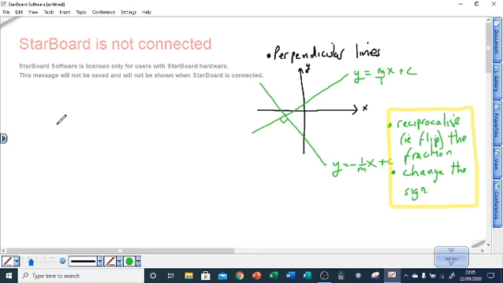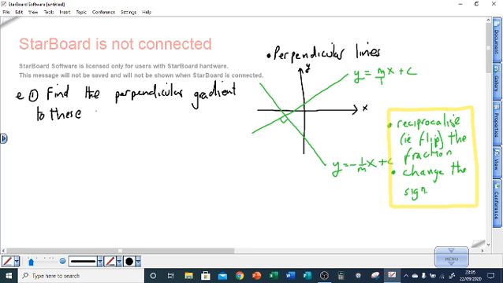So there's some examples here I could do. E.g. 1. Find the perpendicular gradient to these gradients.